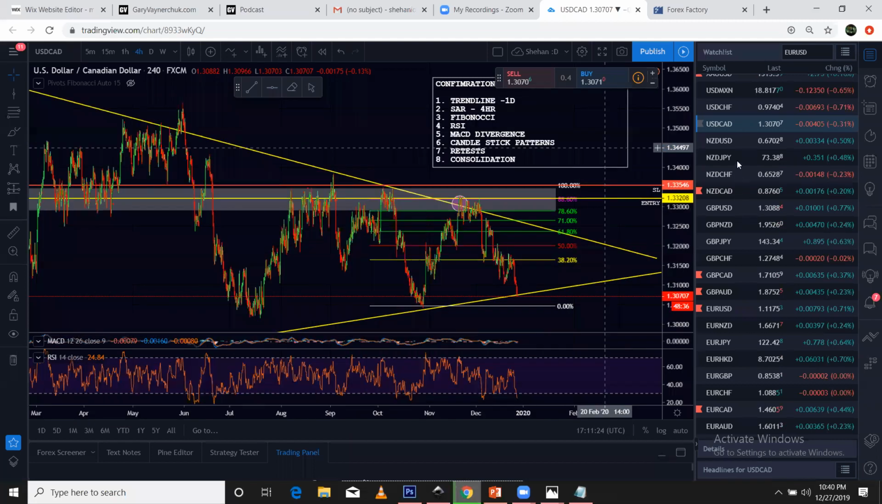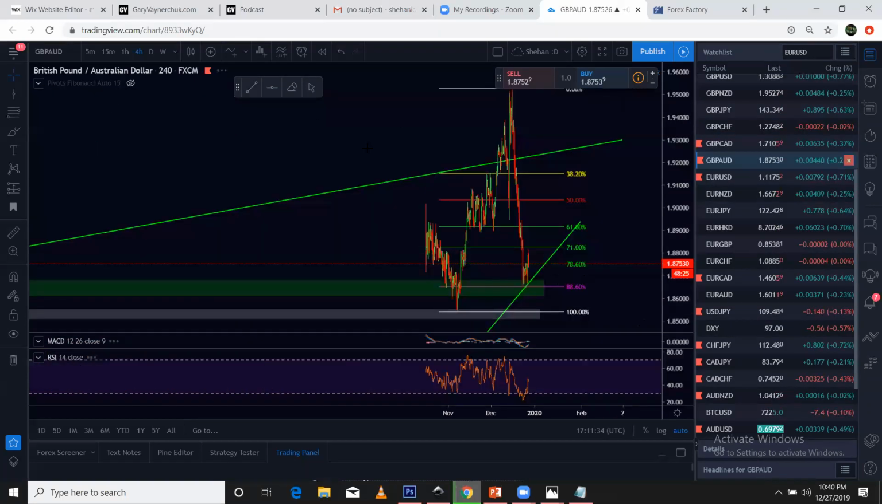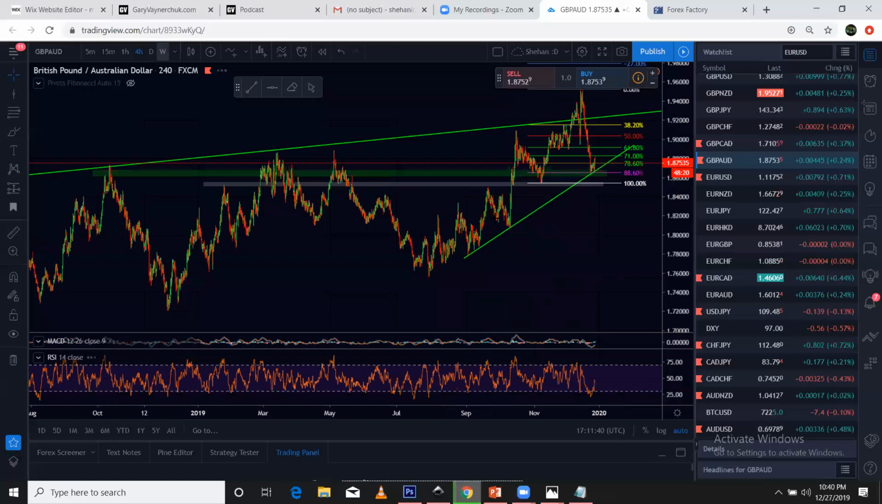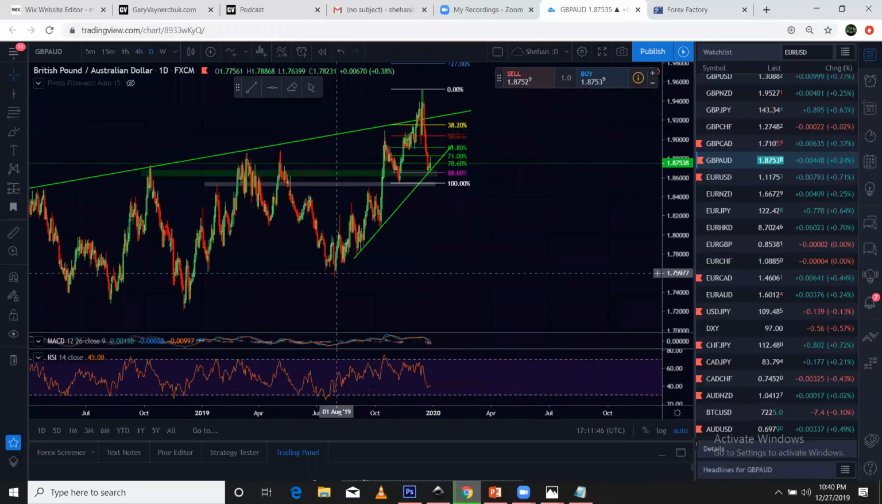GBP AUD. So this is a good example as well, right? See what I have done. Went to 1 day, right? Identified the overall trend, which is an upward trend. And what I'm focusing on is this part where the market is going up, right?